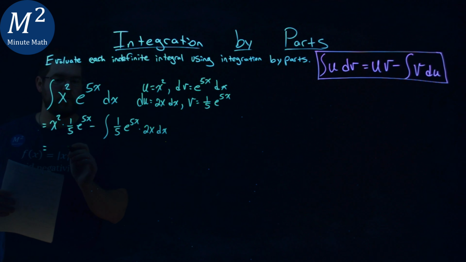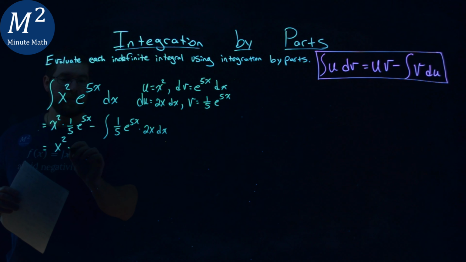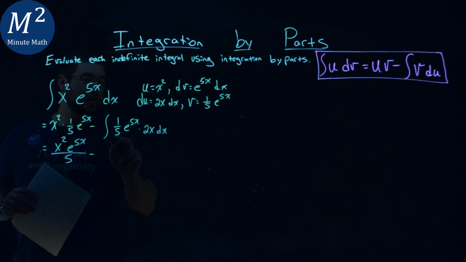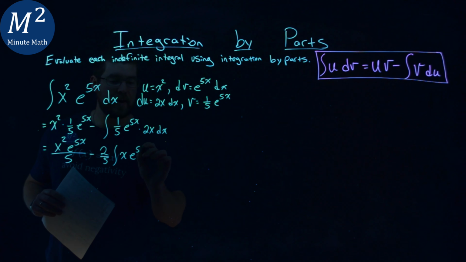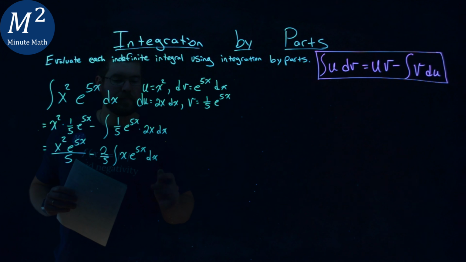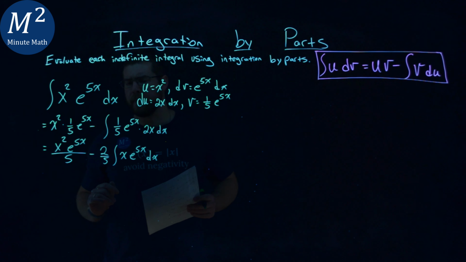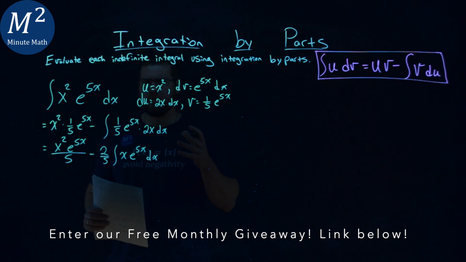Alright, well, let's go simplify this where we can. Let's combine this to be one fraction. We have x squared times e to the 5x power over 5, minus, let's go pull out what we can. We have 1/5 and a 2, so it's minus 2/5 on the outside, times the integral of, let's put the x out front, x e to the 5x dx. And notice this actually looks very similar to our beginning integral. It might seem that we're not getting anywhere, but we are.